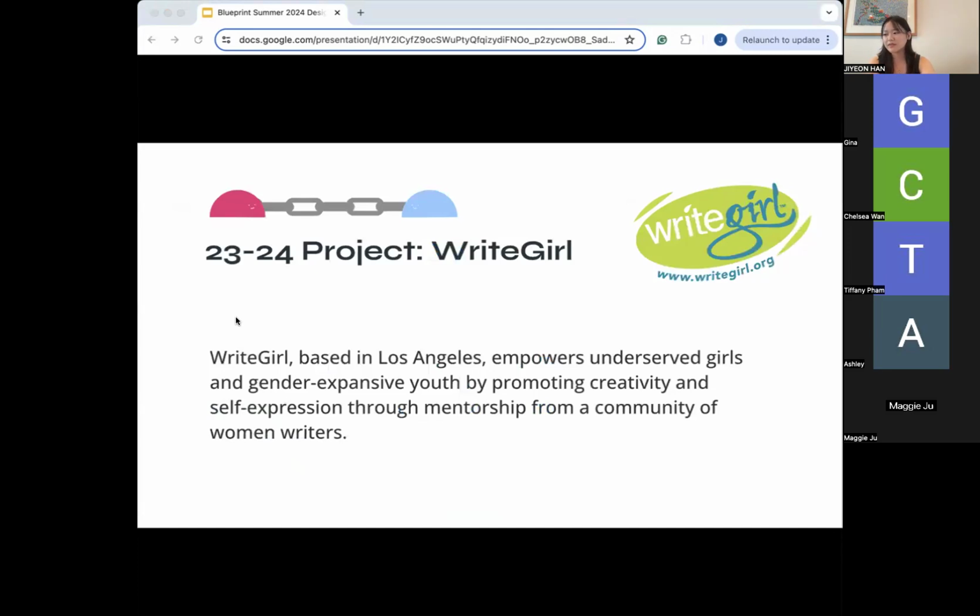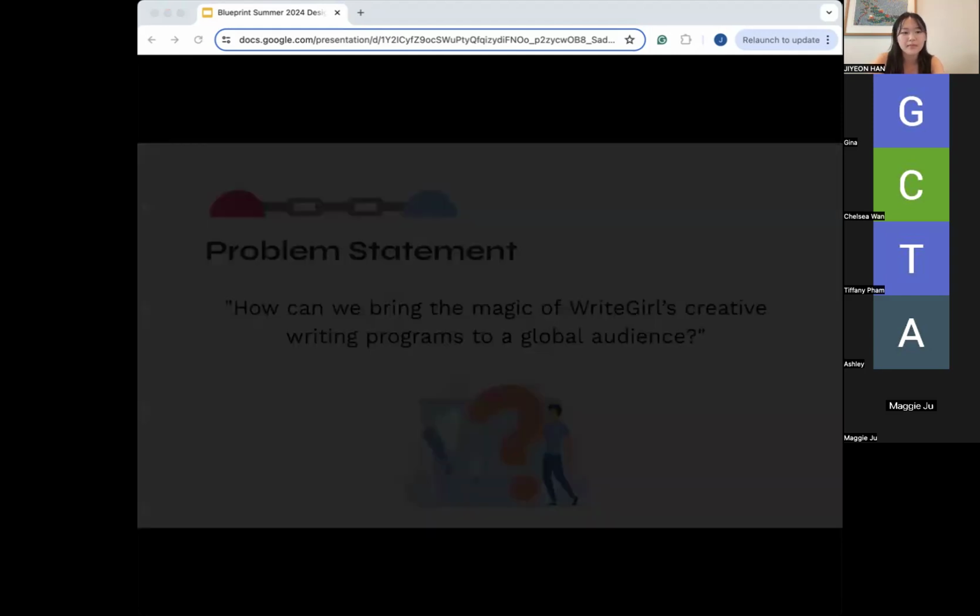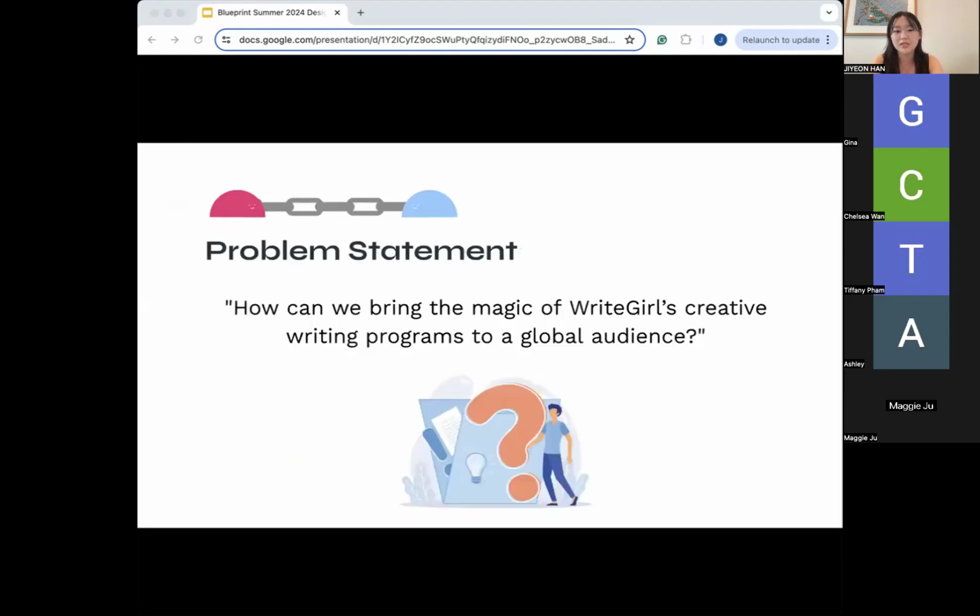Yeah, so let me just give you quick context to what Right Girl is. Right Girl, based in LA, empowers underserved girls and gender-expansive youth by promoting creativity and self-expression through mentorship from a community of women writers. The key question, also known as a problem statement, for this case study is, how can we bring the magic of Right Girl's creative writing programs to a global audience?